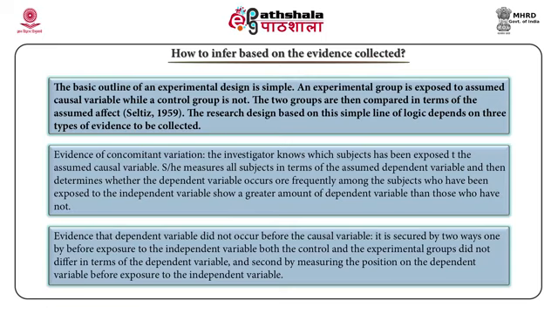It is secured in two ways: one, before exposure to the independent variable, both the control and the experimental groups did not differ in terms of the dependent variable; and second, by measuring the position on the dependent variable before exposure to the independent variable.